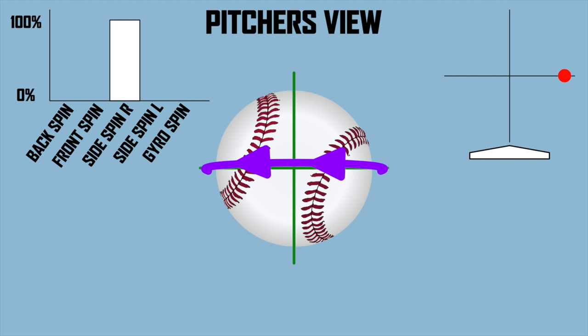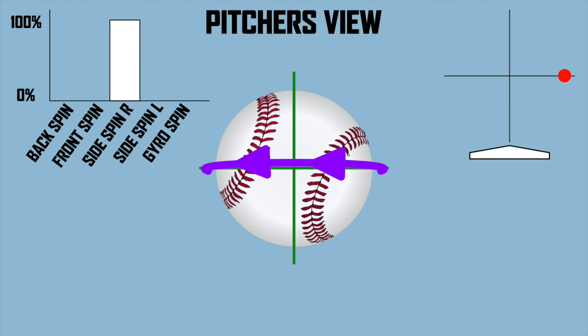Now, it's a little bit tricky to understand this. The back of the ball is spinning towards the left, which means the front of the ball is spinning towards the right. And if the front of the ball is spinning directly towards the right, you're gonna get 100% side spin towards the right, and the ball is going to move to the right.